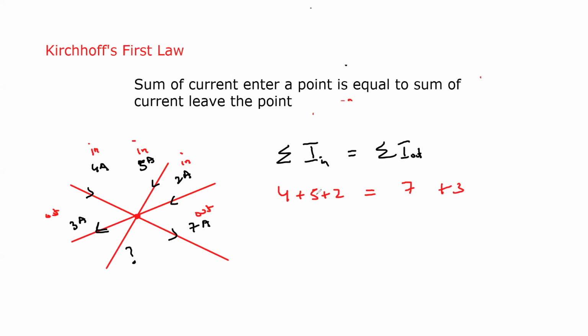So what is the total sum here? When you add them, it will be 11. And what is the total sum here? It is 10. But according to Kirchhoff's first law, which is also conservation of charge, the total current which enters at any point must be equal to the current which leaves the point. The current which enters the point is 11. The current which leaves the point is 10. But it should not be 10, it should be equal. So what is the current we are finding? This should be 1 ampere, and the direction will be out. Is it clear, this example?